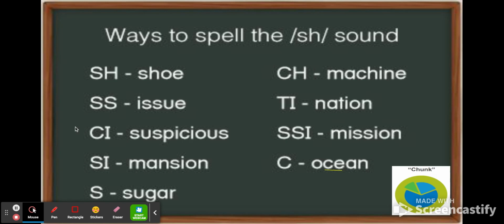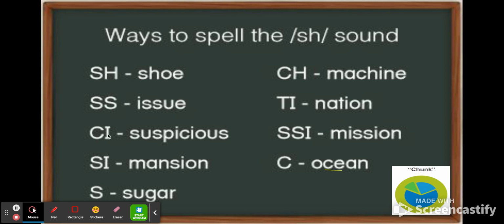I'm going to start on the left column. Sh, shoe; ss, issues; ci, sh, as in suspicious; si, as in mansion; single s, as in sugar. I'm going to say that column one more time so I can make sure I say all the words. So the first two letters are capital SH, which is what? That's right. Sh, as in shoe. Two S's together sounds like what? That's right. Sh, as in issue.